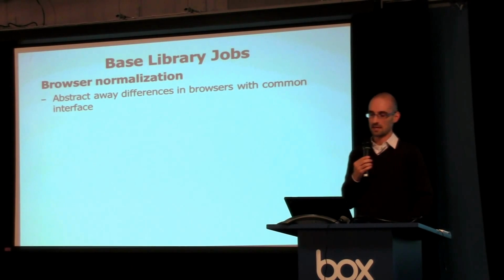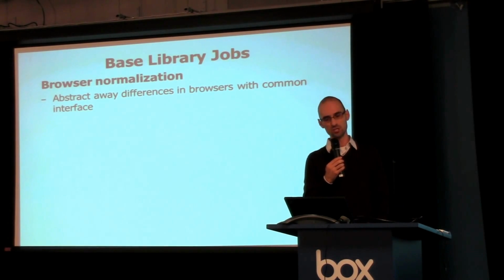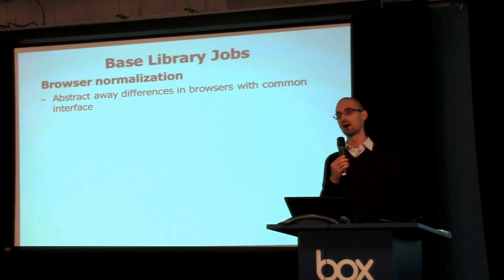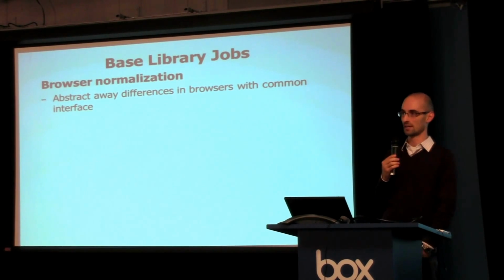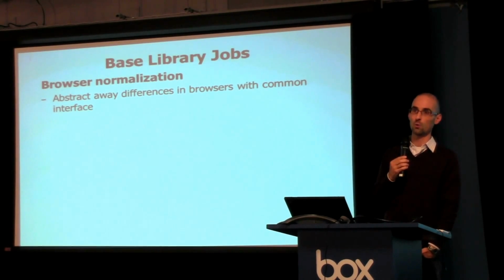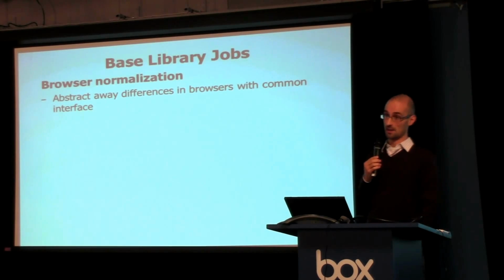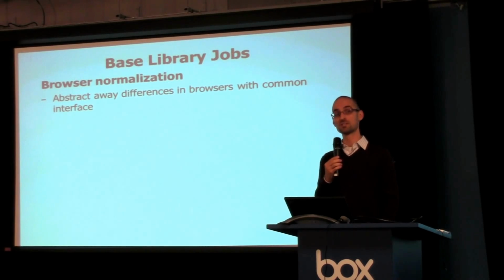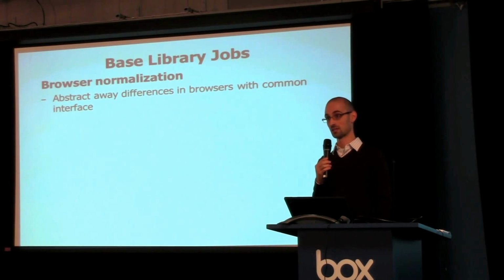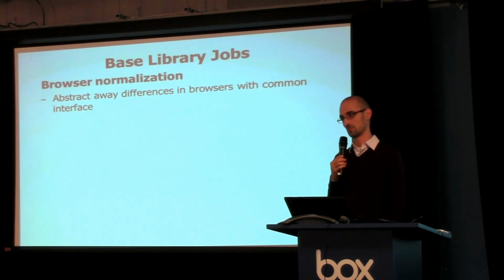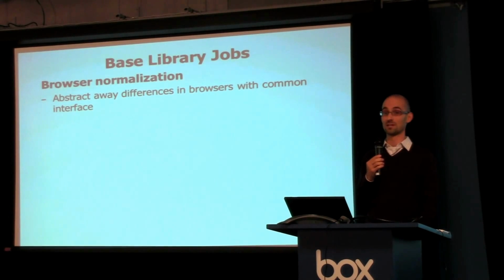So what are the jobs of the base library? The number one job is to provide browser normalization. There is no part of the code that you write that should know what browser is being used. That's a waste of time. You should be focusing on the business logic, the thing that actually makes your application work. The thing that makes your application work isn't "if it is IE, do this, else do something else." You should never have to write that code.